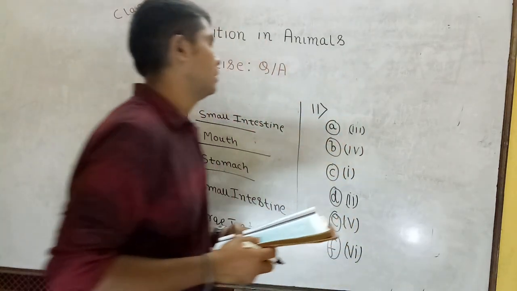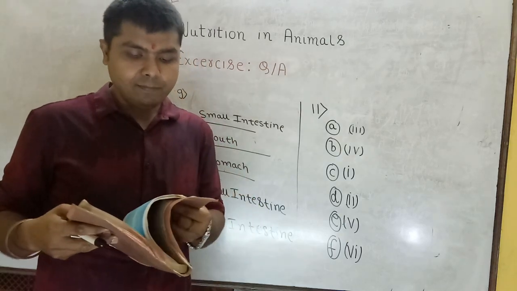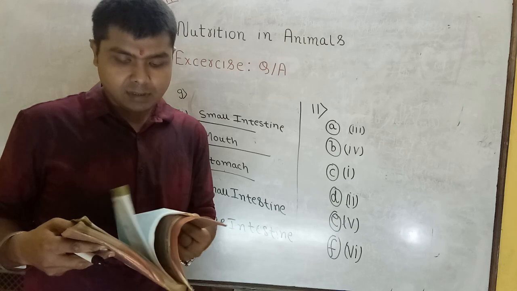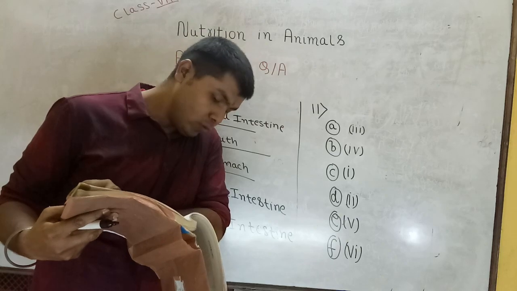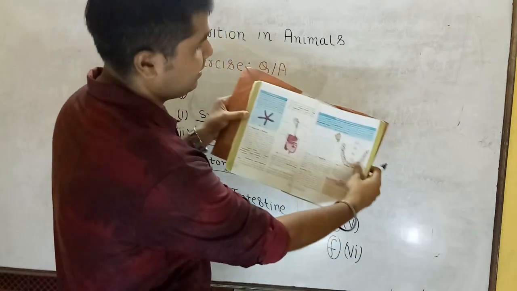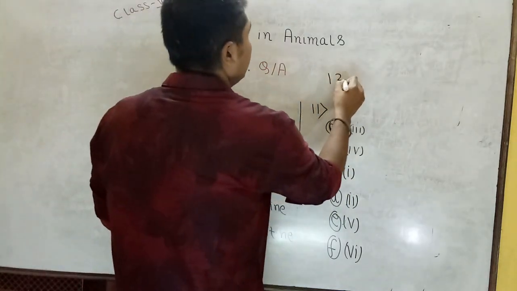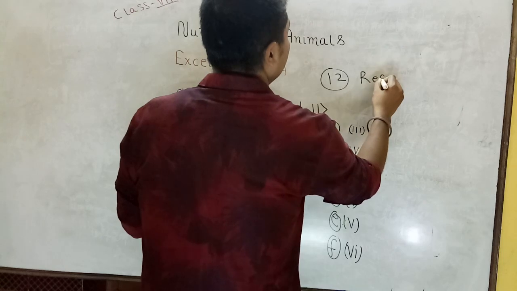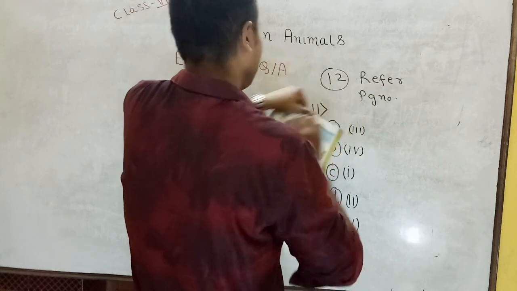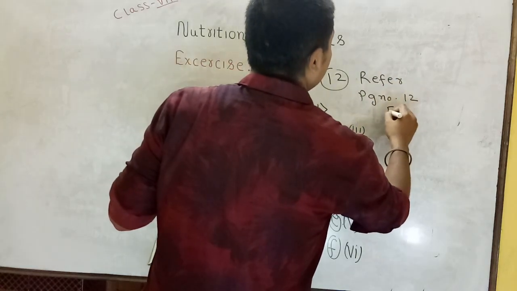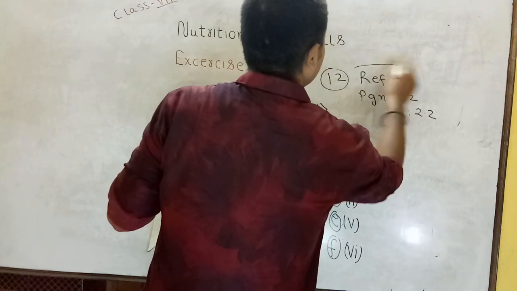So this exercise question answer is already completed. You can label the last diagram with the help of page number 12, figure number 2.2. It is already given. So question number 12, refer to page number 12, figure number 2.2.